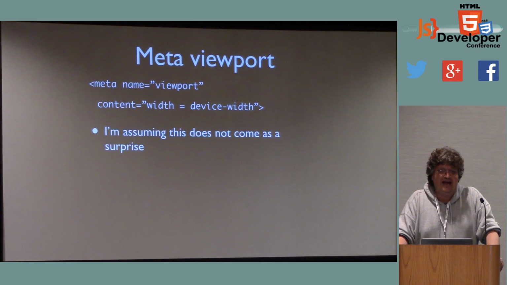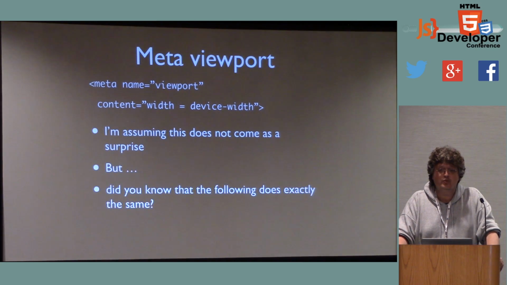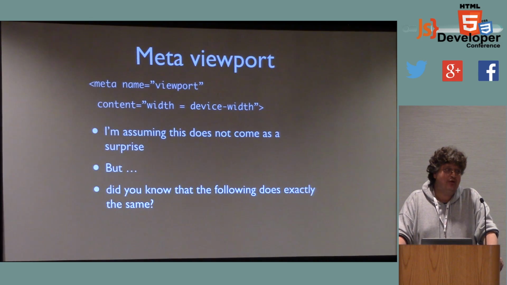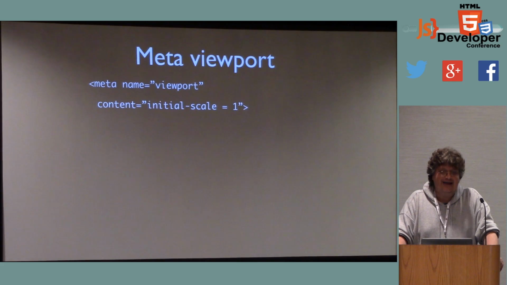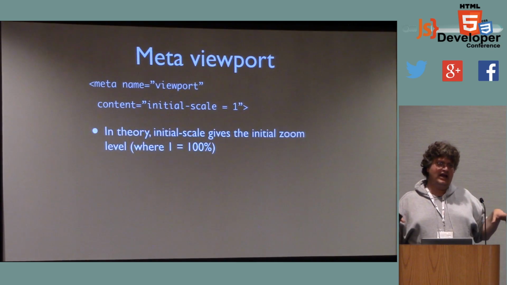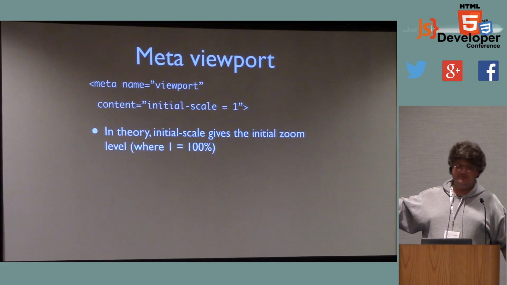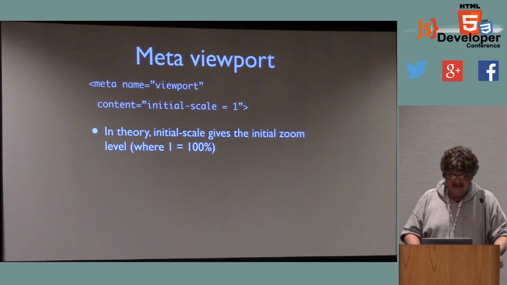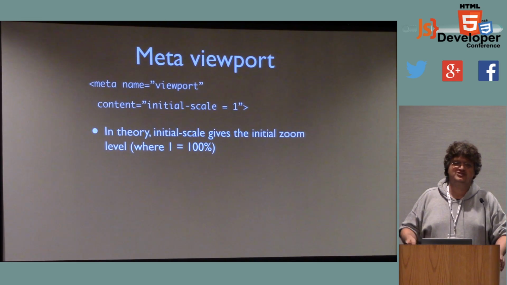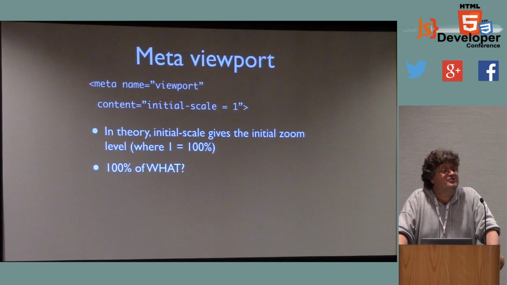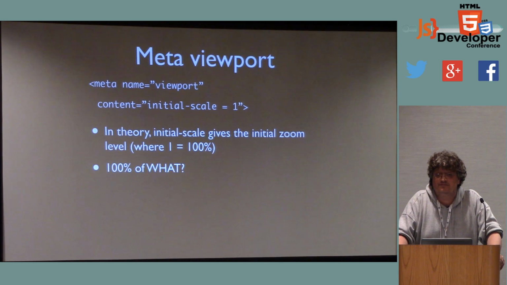So, this is, I hope, not a total surprise to you, but I'm hoping that the next code example will be a surprise to you, because it turns out that there's a second way of doing exactly the same. And that's setting initial scale to 1. Now what we're saying here in theory, in Apple speak, scale means zoom. And 1 means 100%. So what we're saying here is set the initial zoom level to 100%. The question is, of course, 100% of what? Anyone, any ideas?